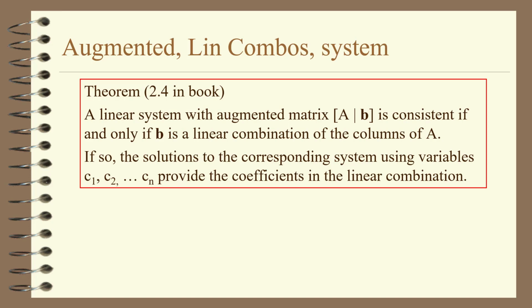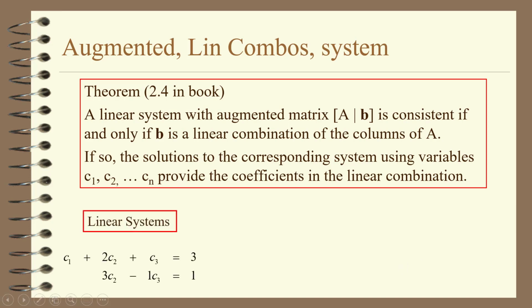A linear system with an augmented matrix [A | B], or A with adjoined B, is consistent if and only if B is a linear combination of the columns of A. And if it is consistent, then any solution to the corresponding system using the variables c1, c2, up to cn will provide the coefficients for that linear combination.